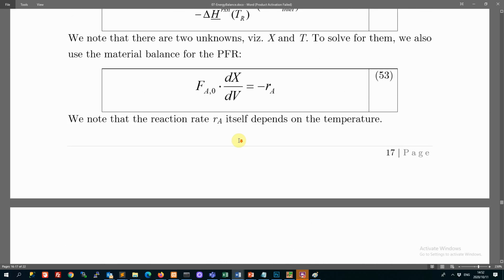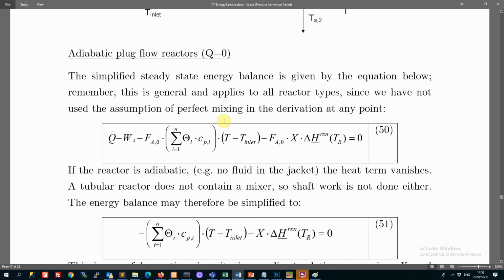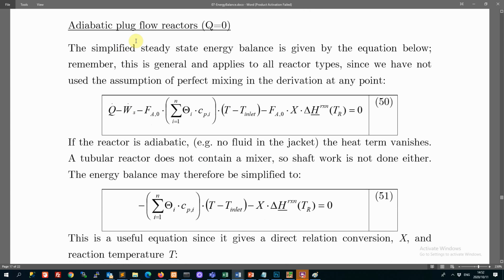That's what we get here. Right, so that's how conversion varies with temperature down the PFR. Now, I would like to say here that this relationship is an important one, and it's also not specific to the PFR. You see, the only thing we did in this development is assume that these terms were zero.